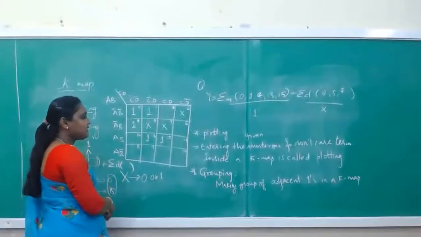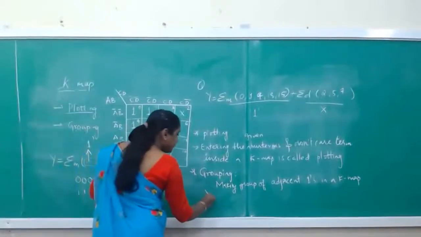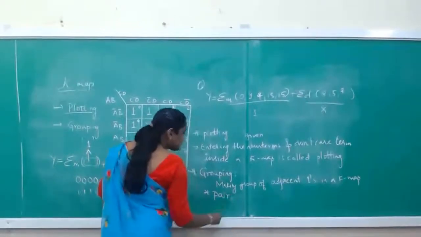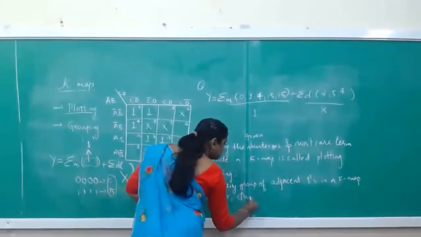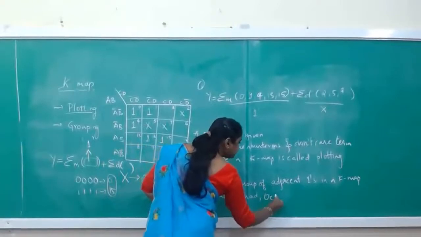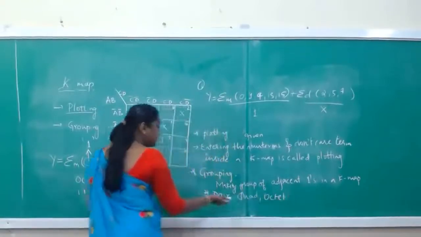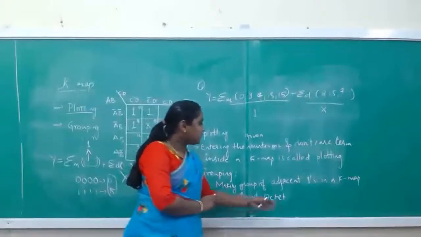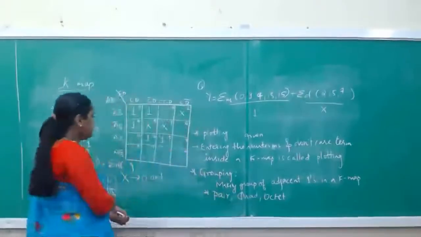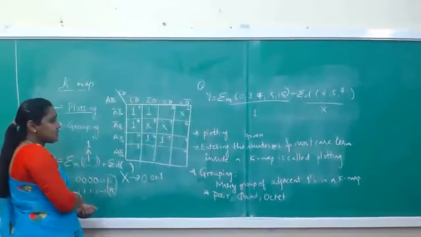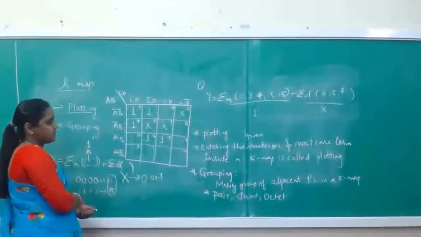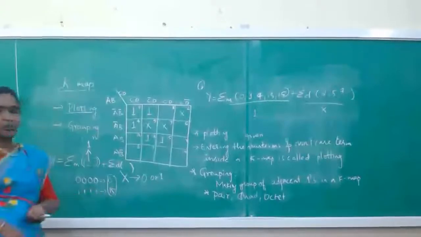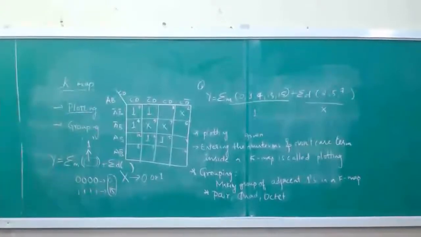So how can we make grouping? This grouping comes with three types: pair, quad, octet. Pair means definitely 2, quad means 4, octet means 8. That is called grouping. So what is pair? What is quad? What is octet? We'll see now.